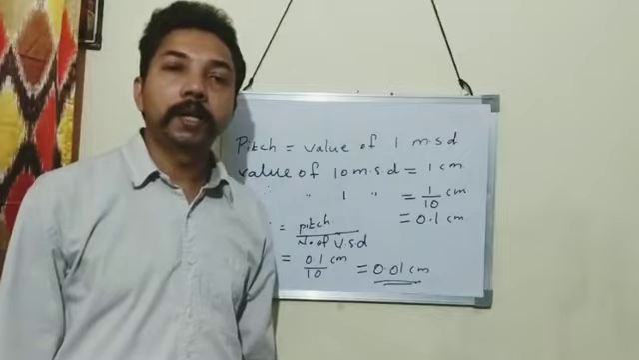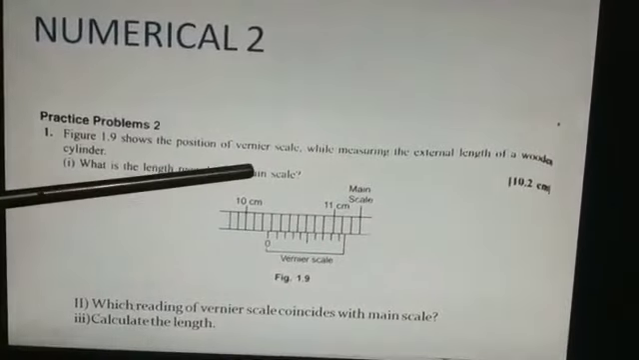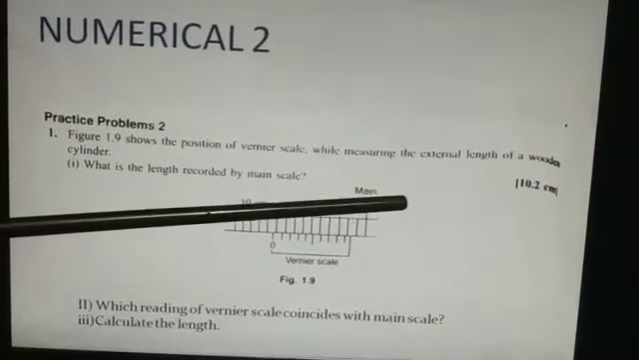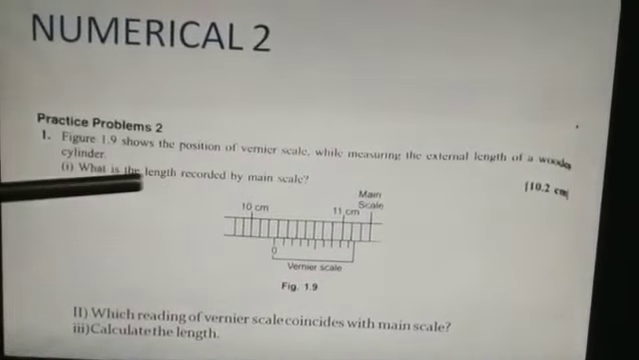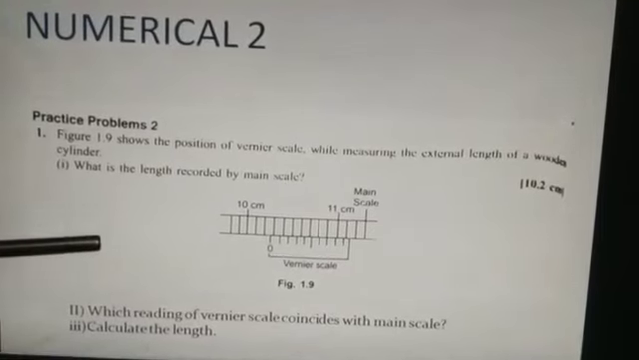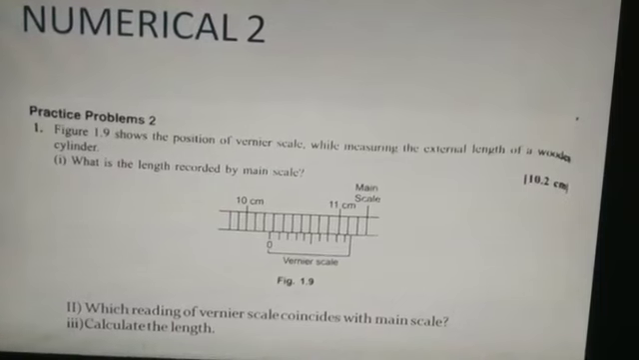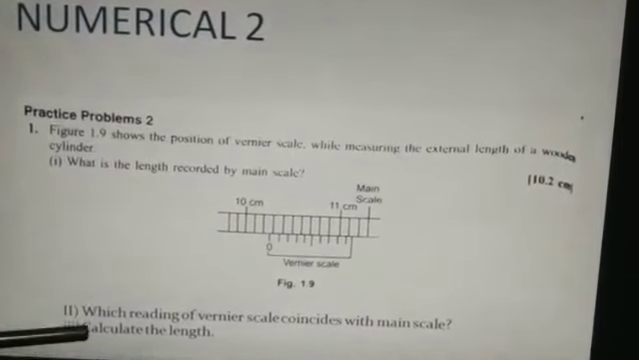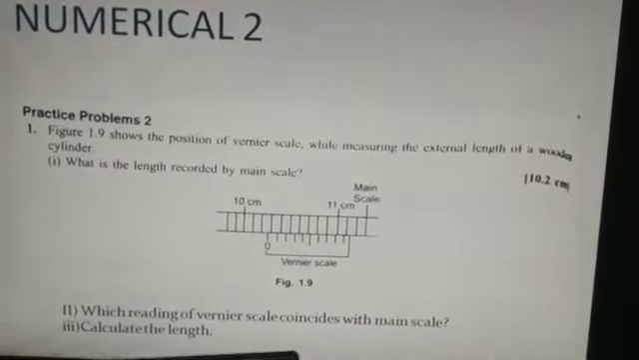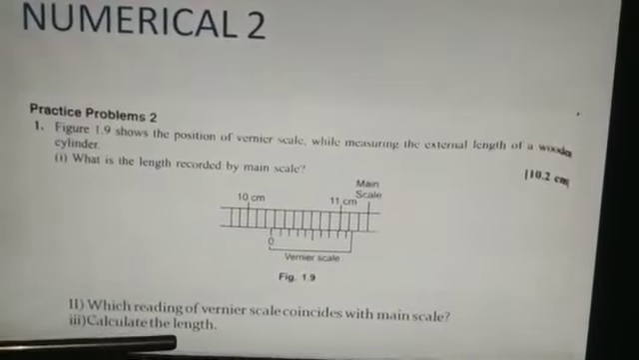The figure shows the position of vernier scale while measuring the external length of a wooden cylinder. What is the length recorded by main scale? Second part, which reading of vernier scale coincides with the main scale? Third part, calculate the length.